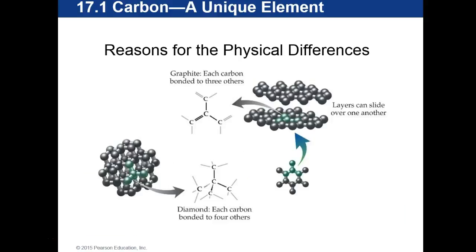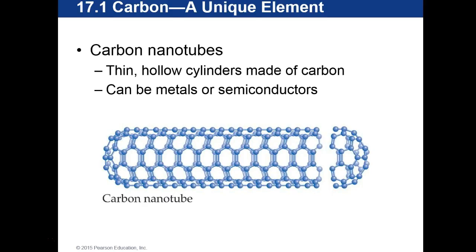There are reasons for those physical differences that we just saw. The diamond has each carbon bonded to 4 others. Graphite in the pencil has each carbon bound to 3 others, where layers can slide over one another. We also have things like carbon nanotubes. These are thin, hollow cylinders made of carbon. They can be metals or semiconductors.